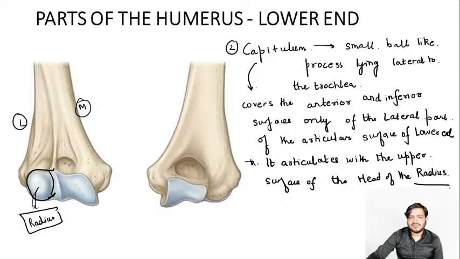So that is the reason it is forming the joint. Okay, so these are the articular surfaces, trochlea and capitulum. Done. Just give me a thumbs up guys that you all have written this. I can just move on to the next part, that is the epicondyles.